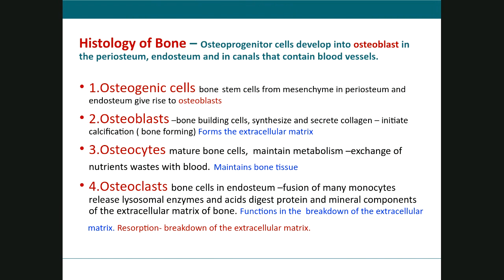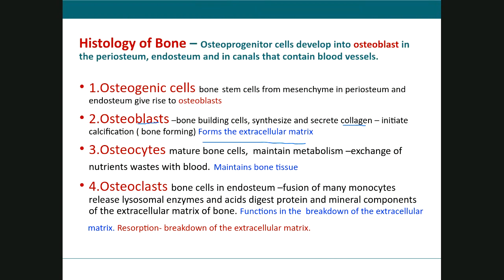So let's look at the different types of bone cells that are present. Osteogenic cells are the bone stem cells, and they're in the mesenchyme, and they eventually develop into osteoblasts. When you see the suffix blasts, they're the immature form of cells, and in this case, they're bone building cells. These bone building cells secrete the collagen and also form the extracellular matrix.